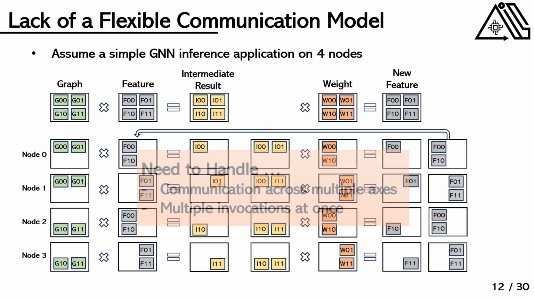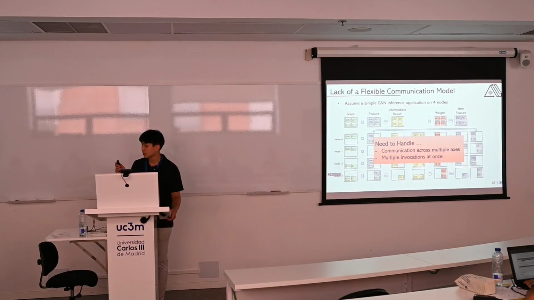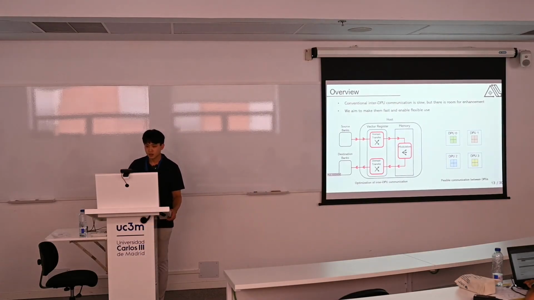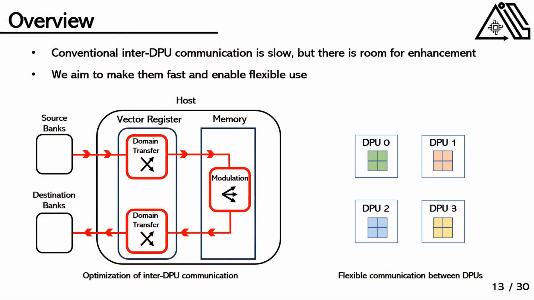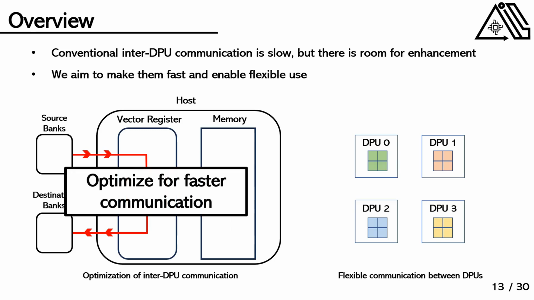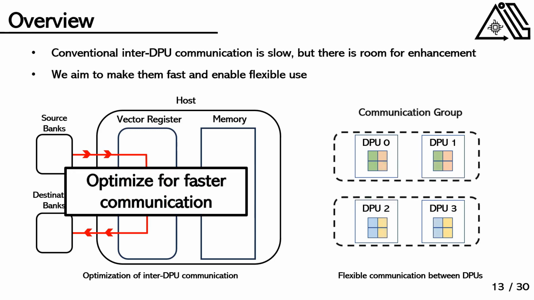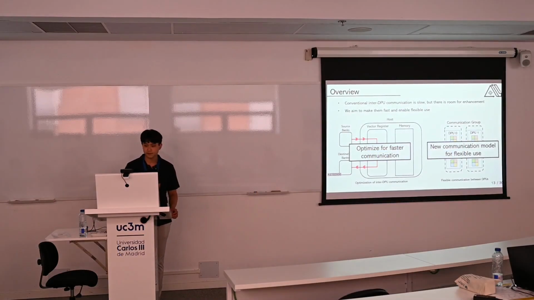This example shows that a flexible communication model is essential to support diverse applications that require communication across multiple axes and invoke multiple communications at once. So overall, we saw that conventional inter-DPU communication is slow and it needs to be flexible for practical use. So what we aim to do is to optimize these communication patterns to make them fast and wrap them into a nice communication model to support flexible use.